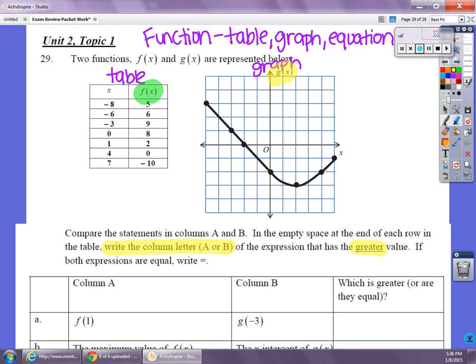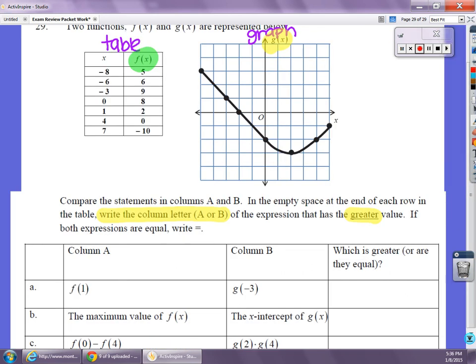So starting with A. Okay. So we have f of 1. So we actually need to figure out what that value is. What do we know here? This is f of x. That's our function here. So we know that x equals 1, and we want to know what is the y value. Remember, f of x equals y. So when x equals 1, what's our y value? Y is equal to 2. So we're going to say f of 1 equals 2.